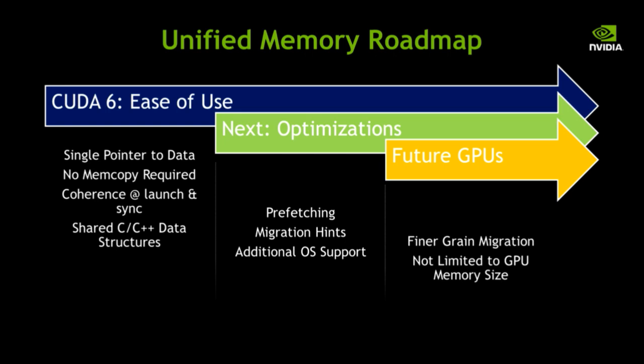In future GPUs that have hardware support for unified memory, this will give us the ability to do finer grain migration. So the whole allocation isn't migrated today, but you'll be able to access potentially parts of an allocation on the CPU while other parts are being used on the GPU. And you won't be limited to allocating memory that's smaller than the size of the physical GPU memory, so that you can oversubscribe GPU memory and solve problems that don't fit.